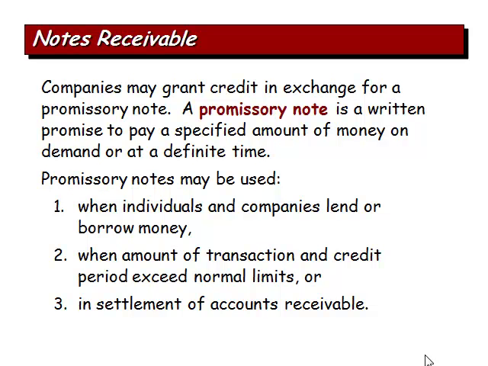Companies may grant credit in exchange for a promissory note. A promissory note is a written promise to pay a specific amount of money on demand or at a definite time. Almost all the notes I see have a definite time involved. Promissory notes may be used when individuals and companies lend or borrow money, when the amount of transactions in a credit period exceeds normal limits, or in settlement of accounts receivable. For some businesses, notes receivable are real routine. For other businesses, they would be pretty rare.